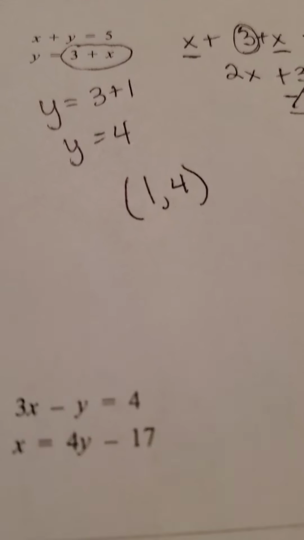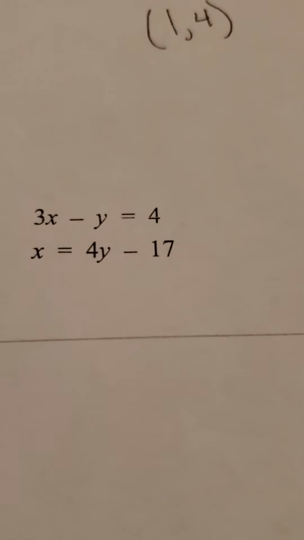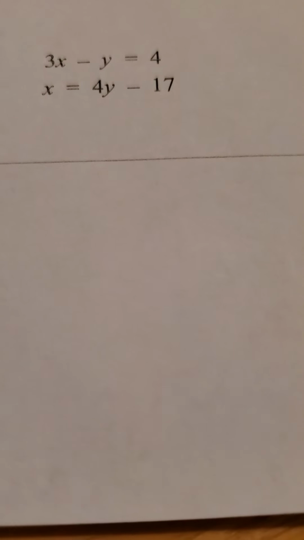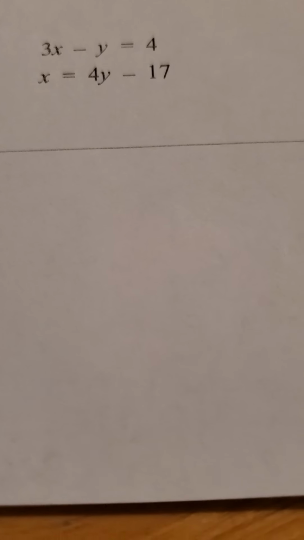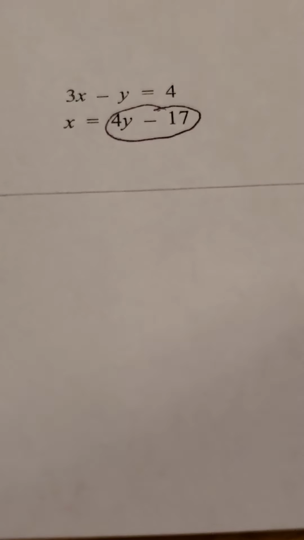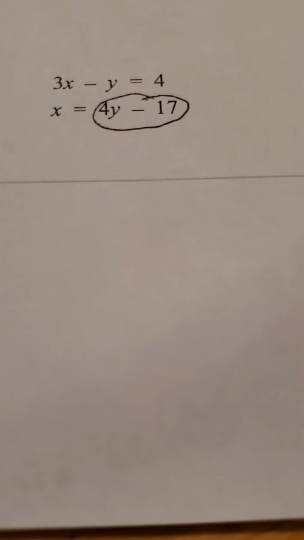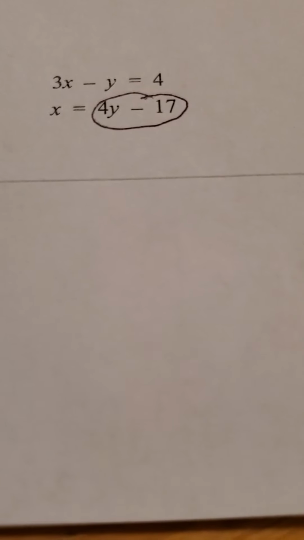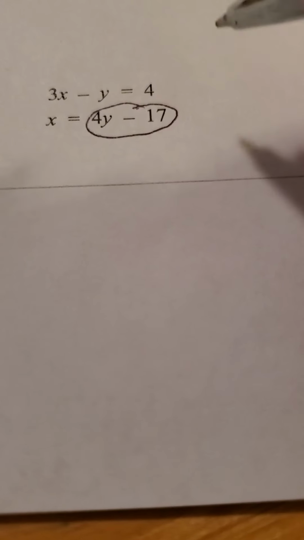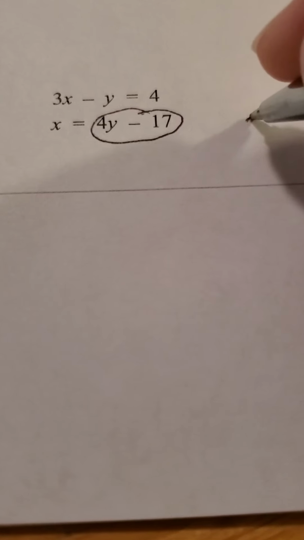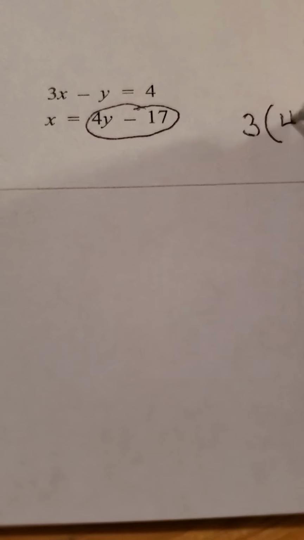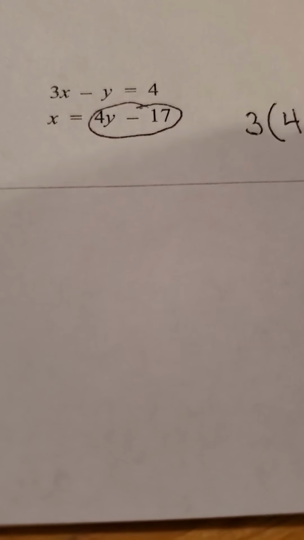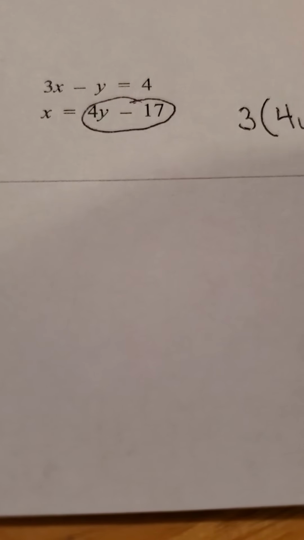Here's another example. This time we have x solved for. So we got 3x minus y equals 4, and x equals 4y minus 17. So this time I'm going to put in 4y minus 17 where I see x in the top equation. So instead of saying 3 times x, I'm going to substitute 4y minus 17 in where x is. So it's going to be 3 times (4y minus 17) minus y equals 4.